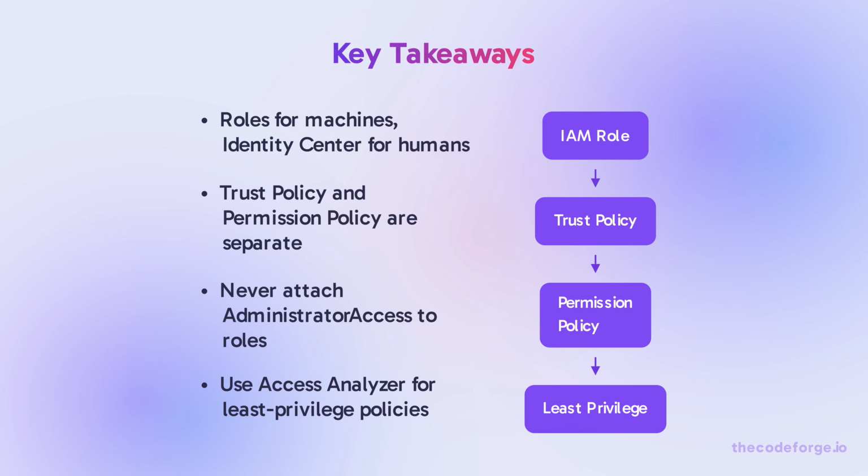To recap, use Identity and Access Management roles for all machine identities and Identity and Access Management Identity Center for humans. Remember that trust policy and permission policy are completely separate. Both must be correct. Never attach administrator access to any compute role. Use Identity and Access Management Access Analyzer to generate least privilege policies from actual usage data. This combination prevents the $47K mistake and keeps your account secure.